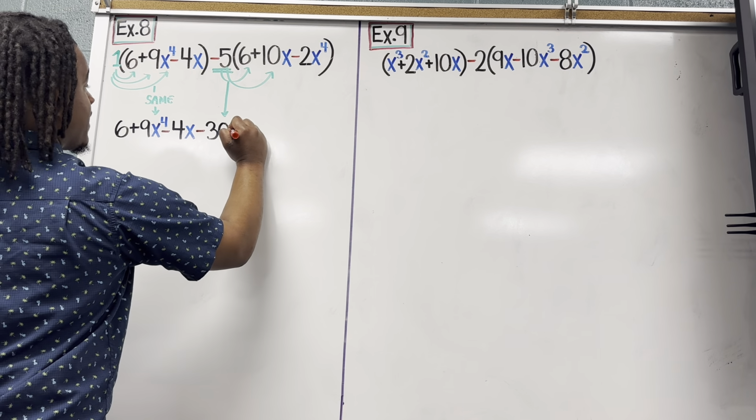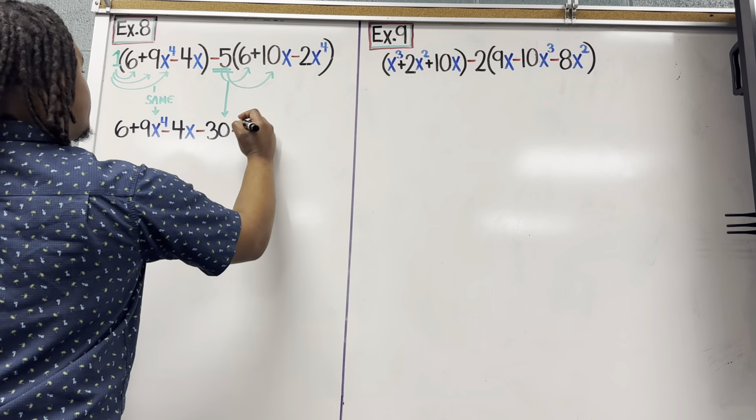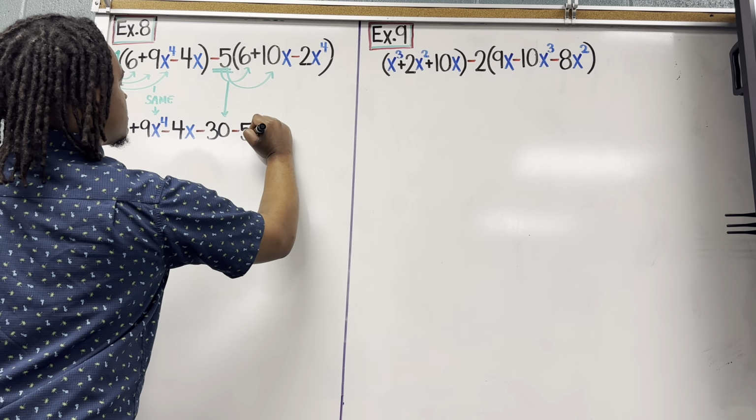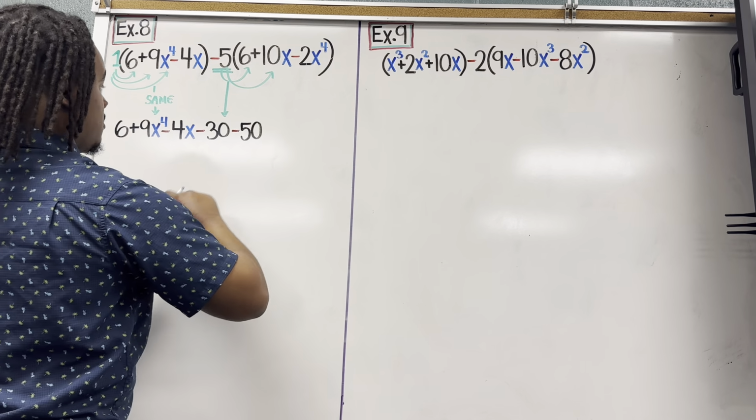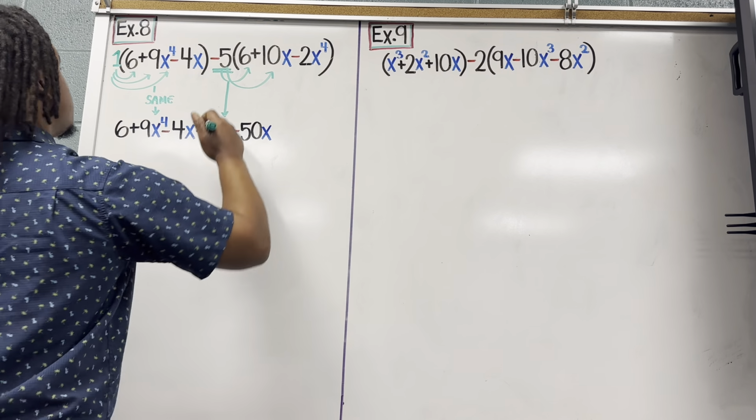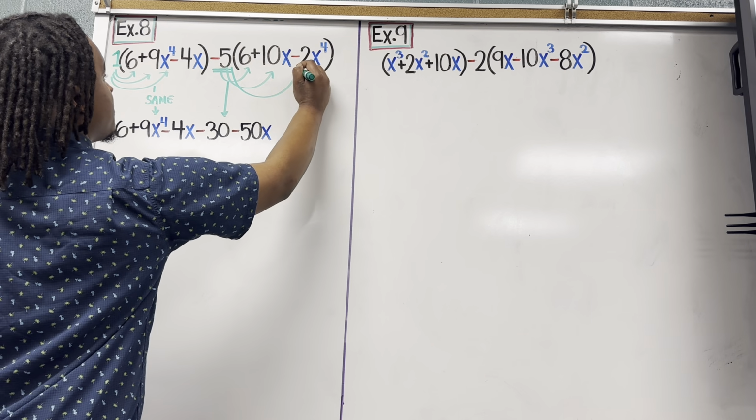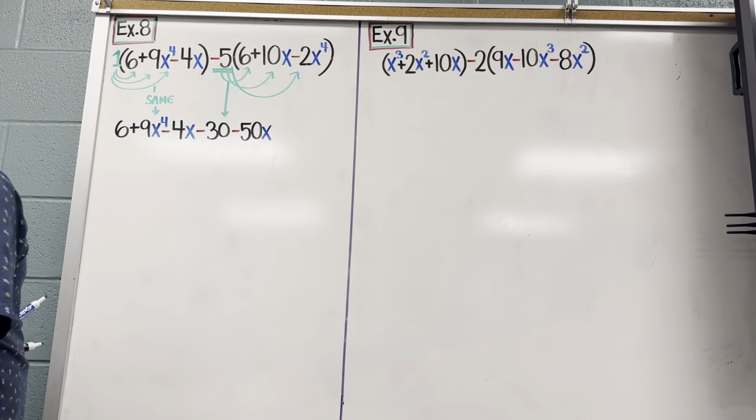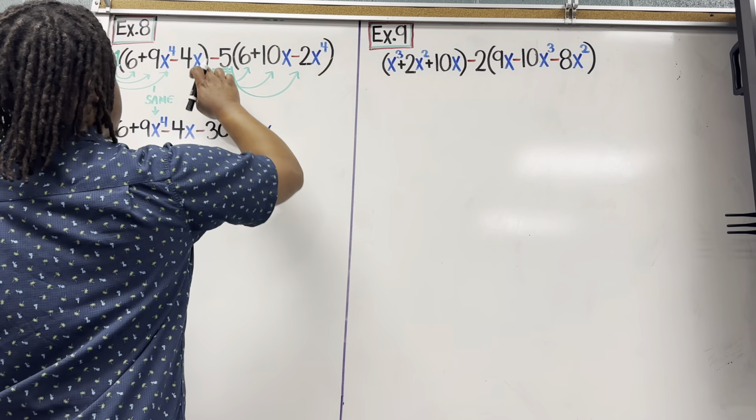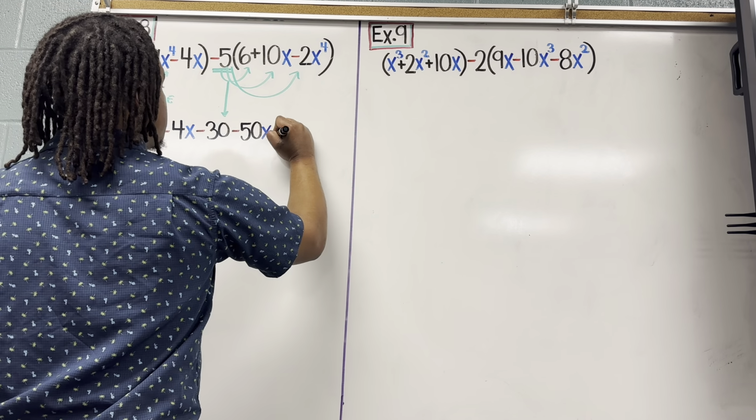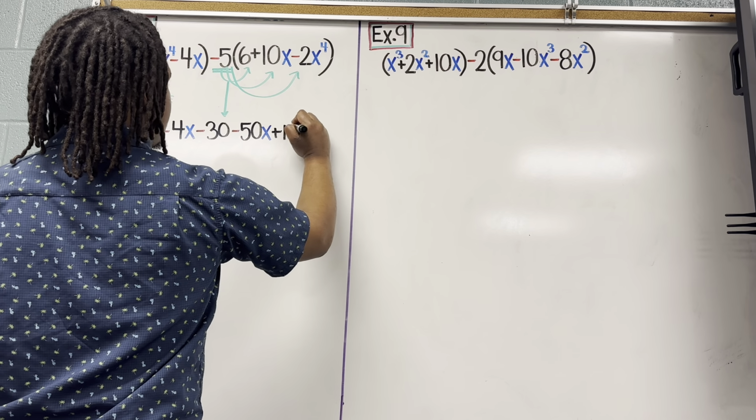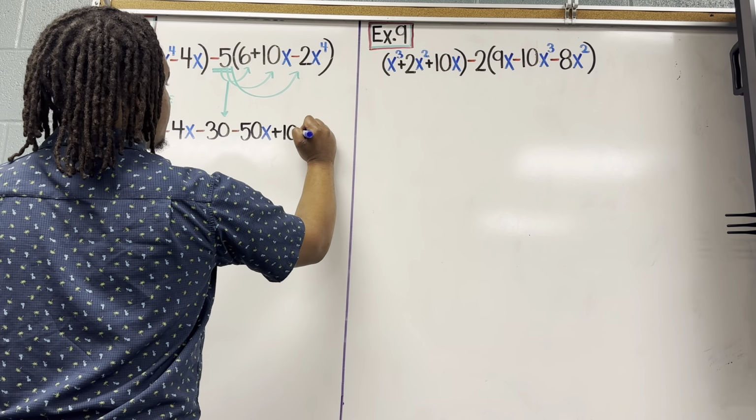So that's going to be a minus 50x. And then last but not least, negative 5 times negative 2x to the 4th power is going to be a positive 10x to the 4th power, because negative 5 times negative 2 is a positive 10. So that's going to be 10x to the 4th power.